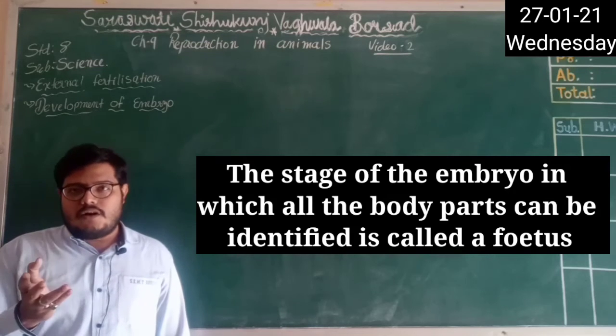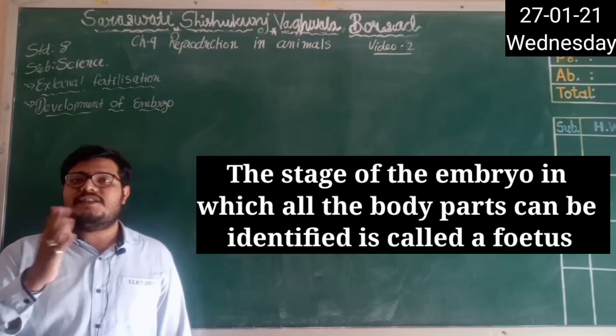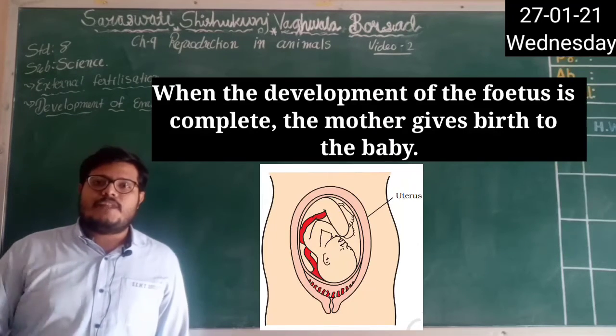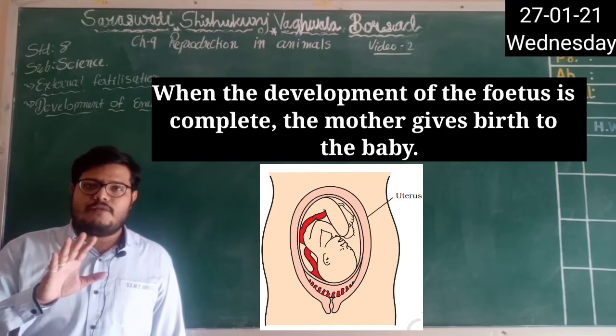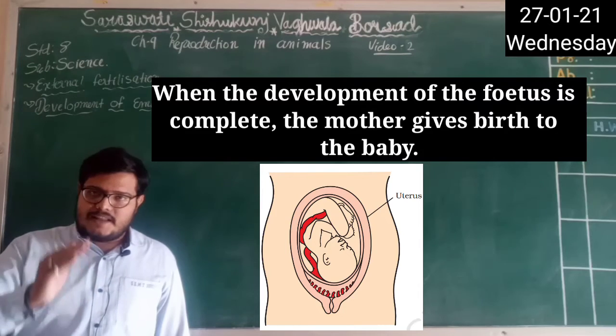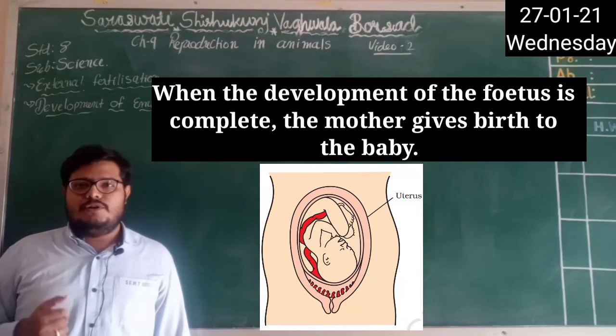Now the body organs of the embryo, that is the new young one, develop in such a way that we can identify them. That is called foetus. Now when the development of the foetus is completed, totally done, at that time the mother gives birth to the young one.